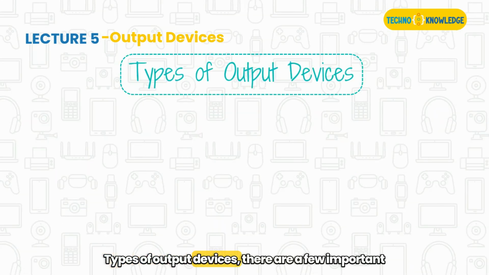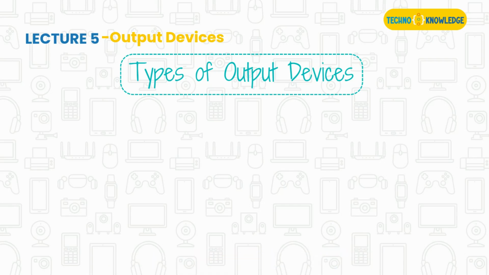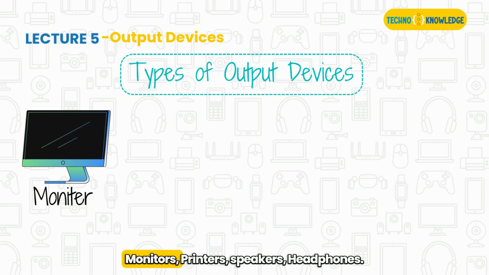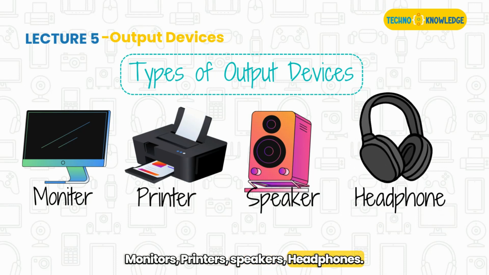Types of output devices. There are a few important output devices we're going to learn about today. Monitors, printers, speakers, headphones.